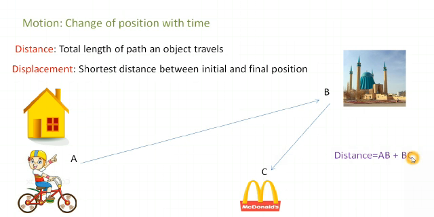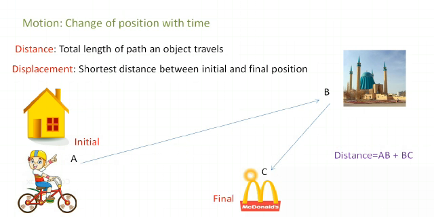Now what will be the displacement in this case? Since we know displacement is the shortest distance between the initial and the final position, we are not bothered about the path which was followed by the boy. If I am bothered about anything, that is initial position and final position. So what is the initial position and final position of the boy? Its initial position is here, A, at his home. And finally he reaches McDonald's at C. It means it's its final position.